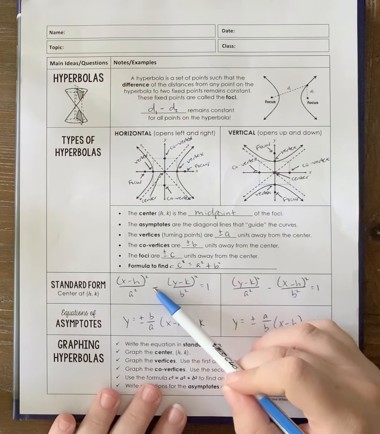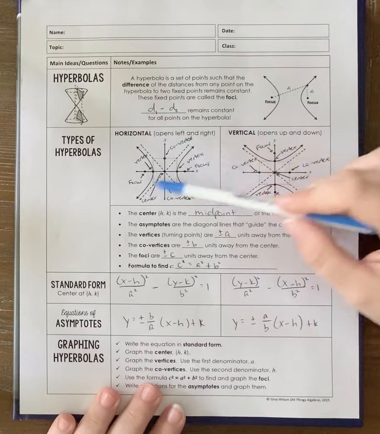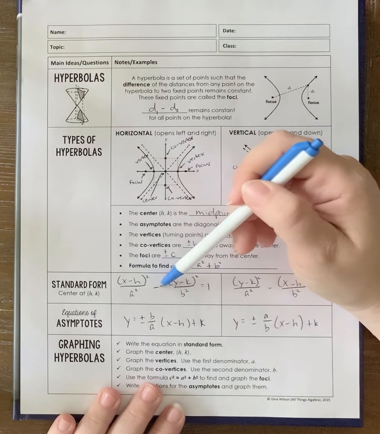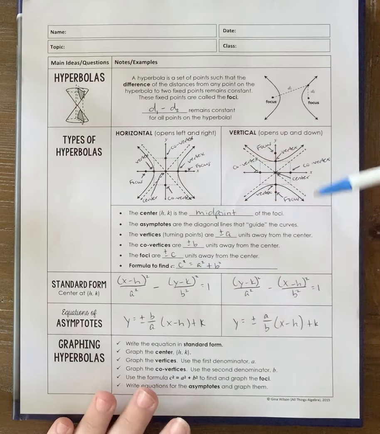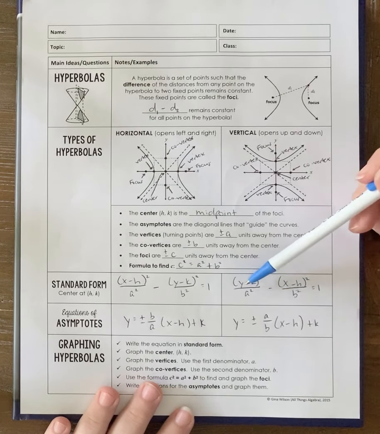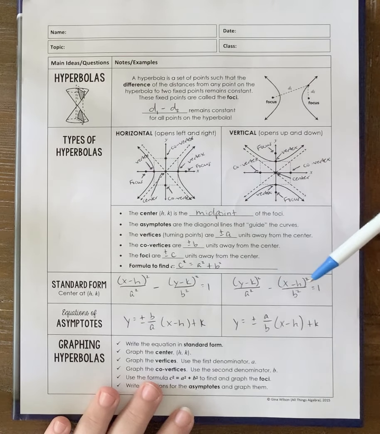Notice that these are subtraction instead of addition. So for standard form of a horizontal, it's x minus h squared divided by a squared minus y minus k squared divided by b squared equals 1. And then for vertical, instead of the denominators flip-flopping here, your numerators are going to flip-flop. So the y is going to come to this side and the x is going to come to this side. Okay, everything else is the same.